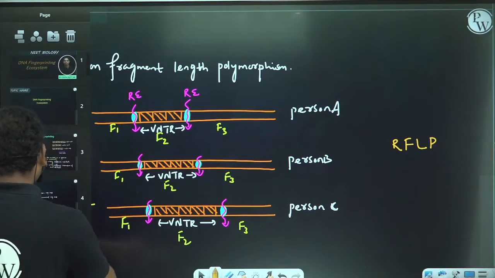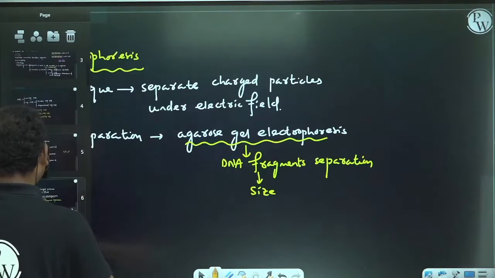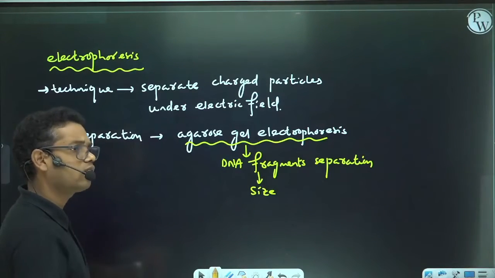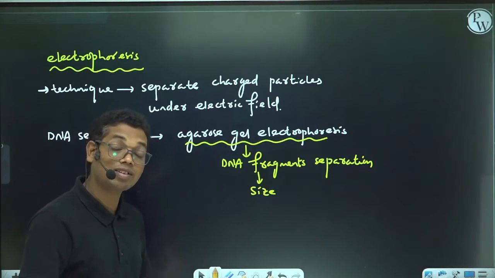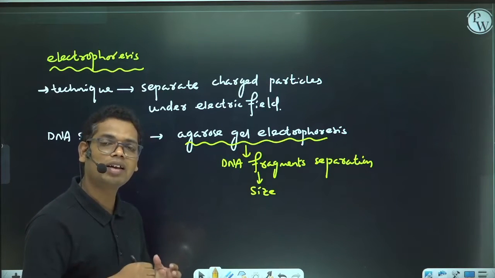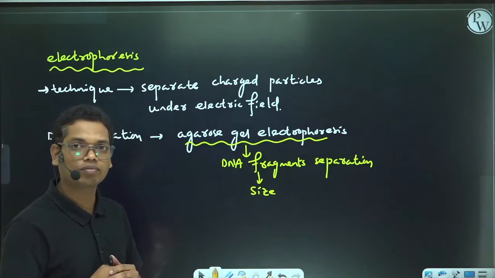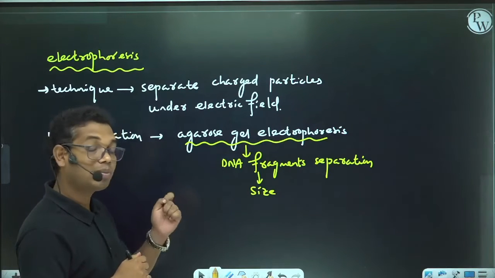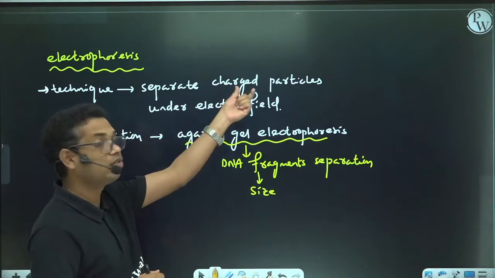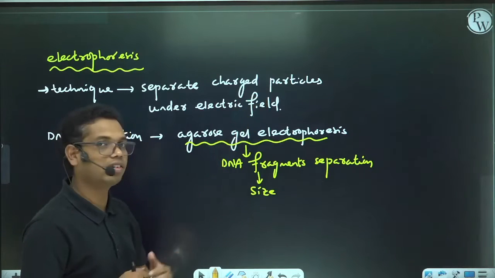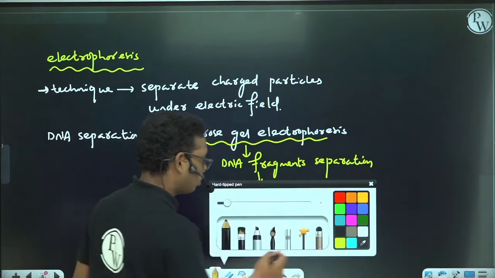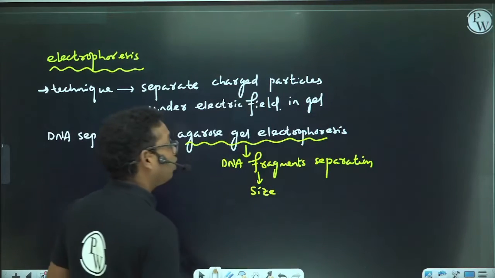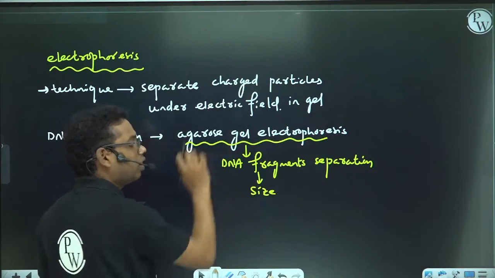And in DNA fingerprinting, we use a technique which is called electrophoresis. So what do you mean by electrophoresis? Electrophoresis is nothing but a technique of separation. In this separation technique, we separate charged particles under an electric field in the gel.